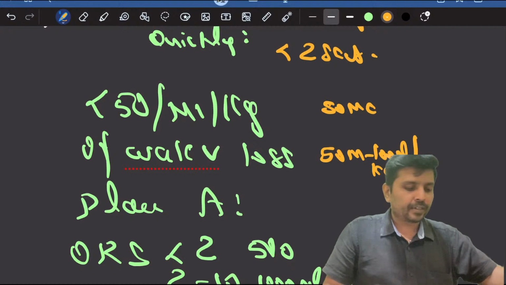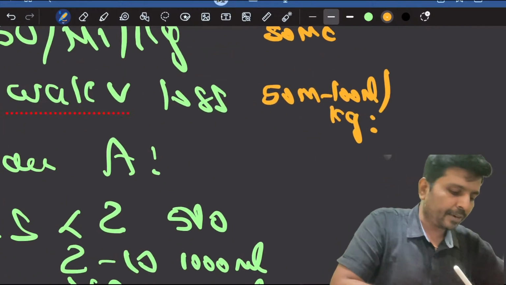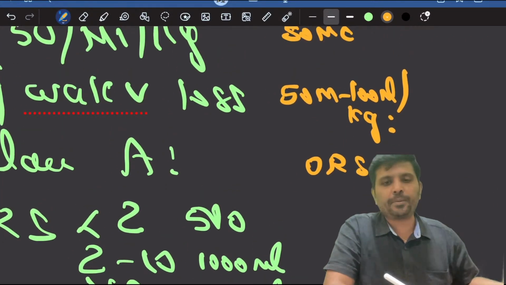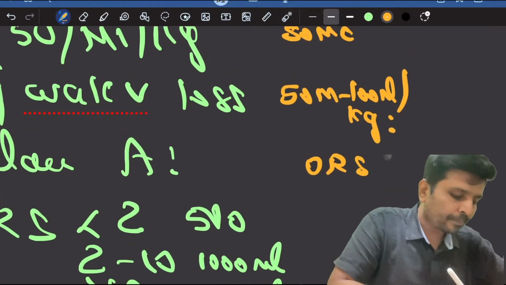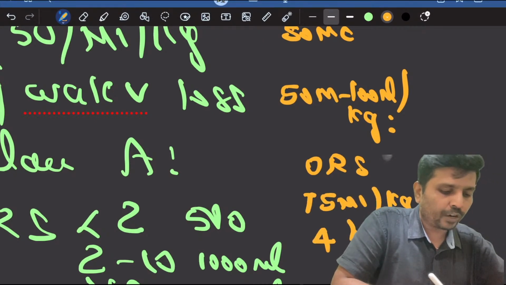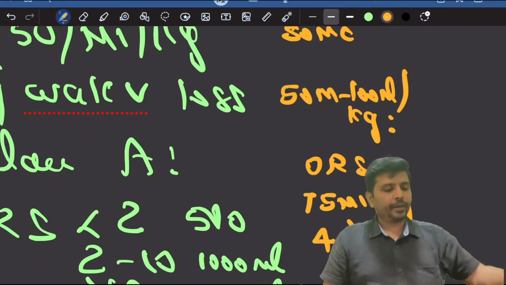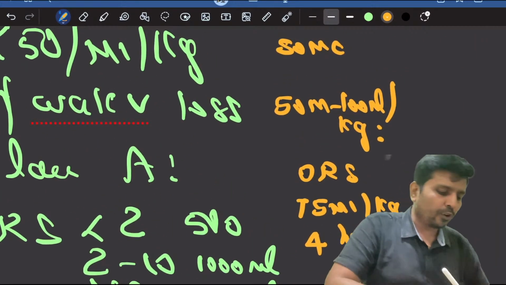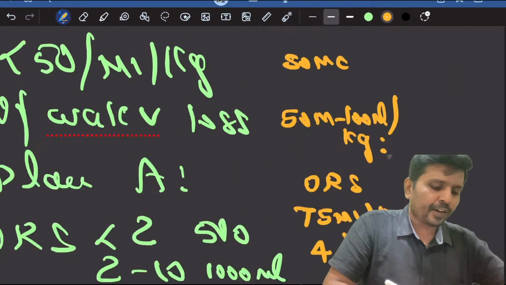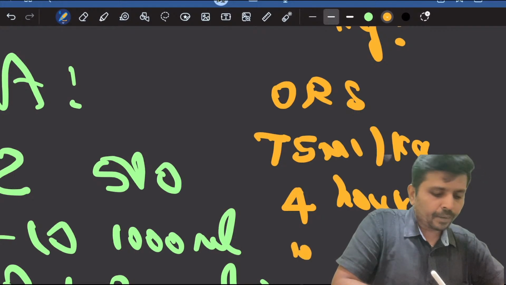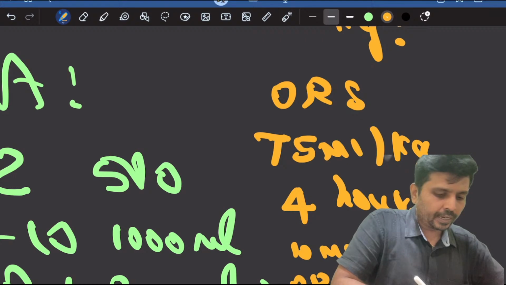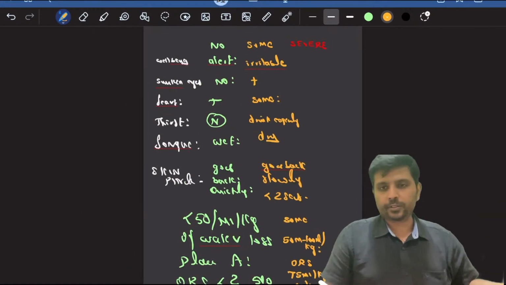What is the treatment for some dehydration? The treatment is ORS, but it is not a blanket statement as we saw before. It is 75 ml per kg of ORS given over 4 hours. And then for each and every stool, 10 ml per kg of additional ORS.